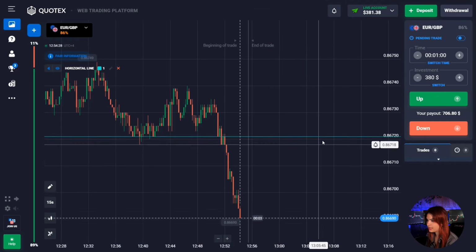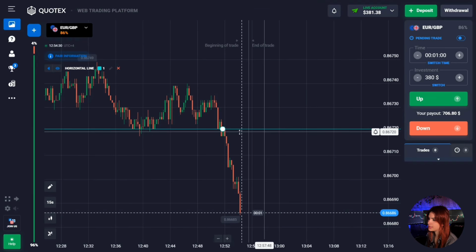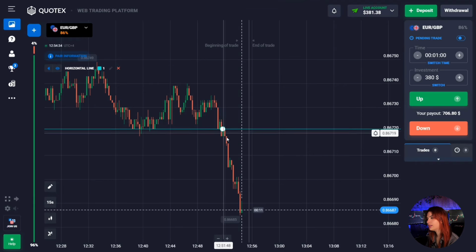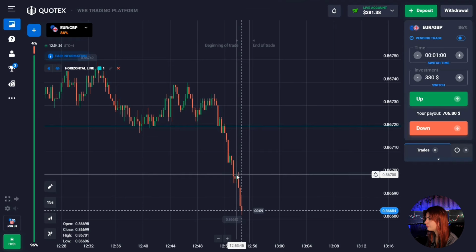So here we have a support level. Also, we see that this level has been broken and the price is moving down quite confidently. Red candles are forming.